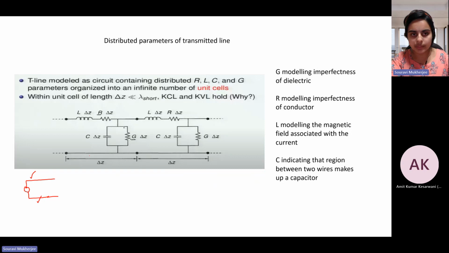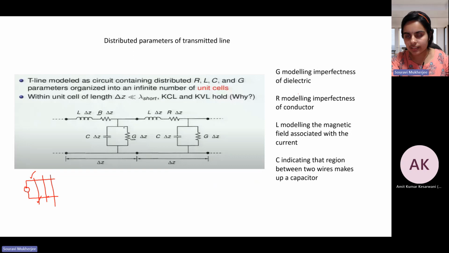So what is being done here is that we are breaking this entire region into multiple segments. How much should the length of each segment be? That is given by this delta Z value. Delta Z should be such that each of these segments can be treated as a lumped circuit, so delta Z should be much, much smaller than lambda short of your signal. Then if you break it into such elements, each of these elements can have contributions of these four kinds, right?